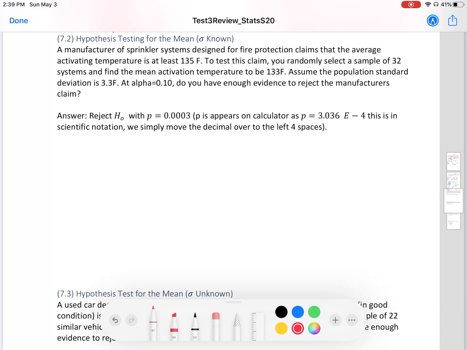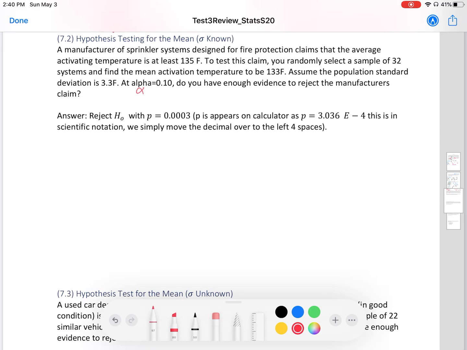A manufacturer of sprinkler systems designed for fire protection claims that the average activating temperature is at least 135 degrees Fahrenheit. To test this claim, you randomly select a sample of 32 systems and find the mean activation temperature to be 133 degrees Fahrenheit. Assume the population standard deviation is 3.3 degrees Fahrenheit at alpha equals 0.10. Do you have enough evidence to reject the manufacturer's claim?